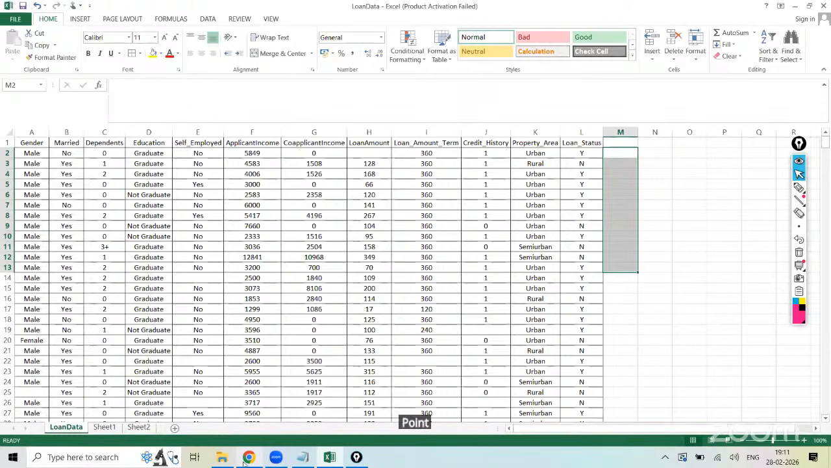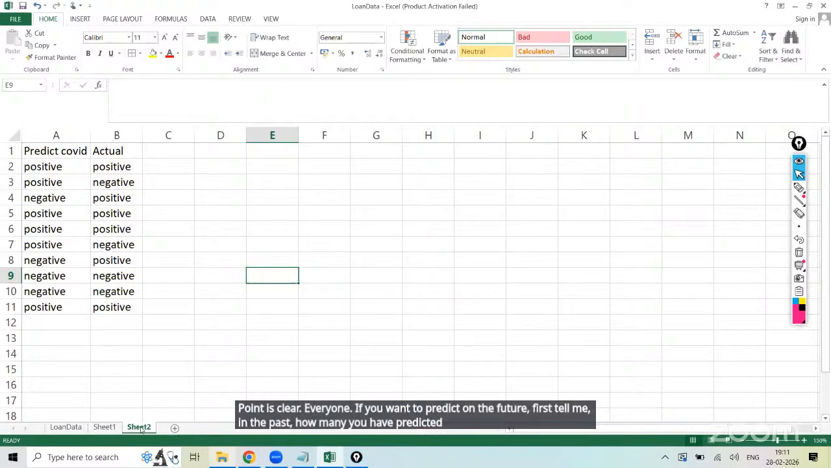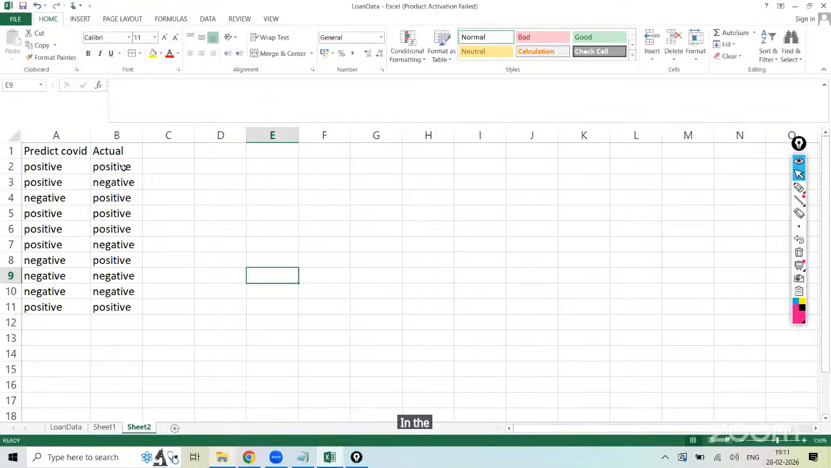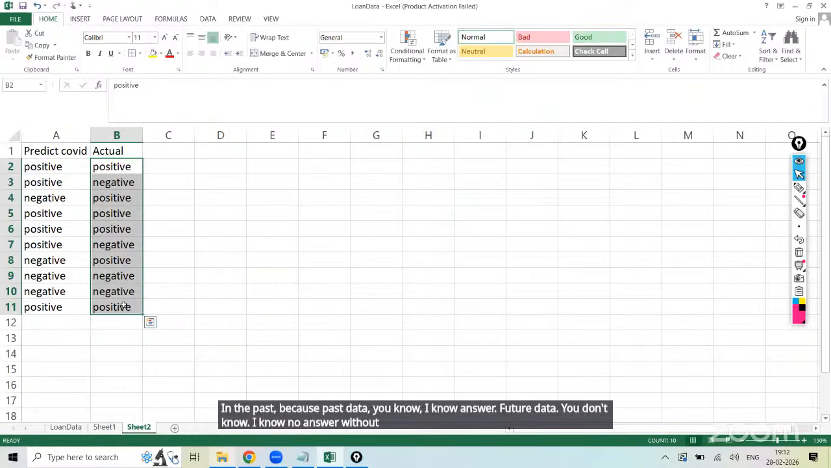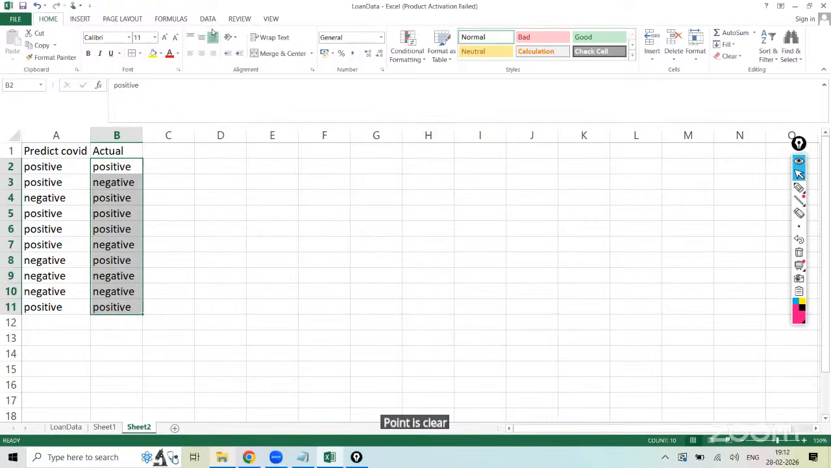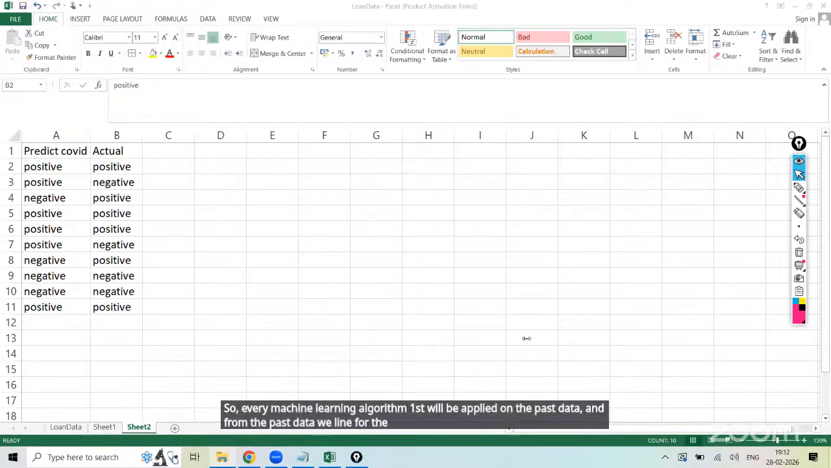Point is clear, everyone? If you want to predict the future, first tell me in the past how many you have predicted correctly. Because past data, you know the answer. Future data, you don't know the answer. Without knowing the answer, how can we compare? Understood? Lahari, your question is clear? So every machine learning algorithm will first be applied on the past data, and from the past data we'll identify the pattern. From that pattern, we are going to predict on the future data.